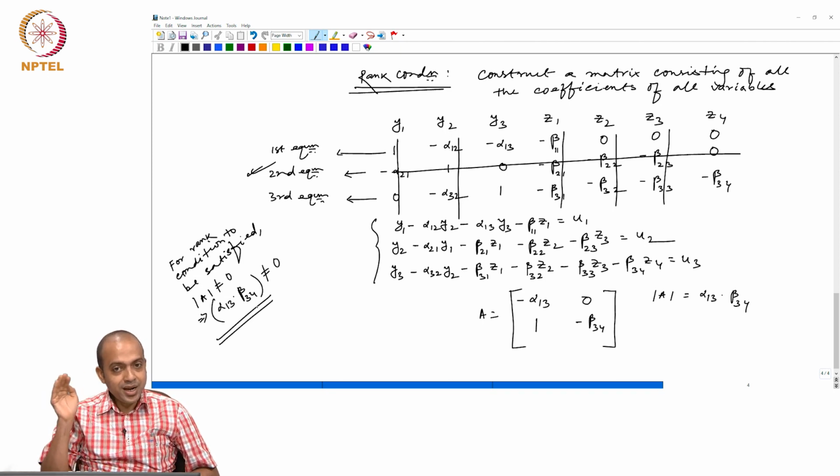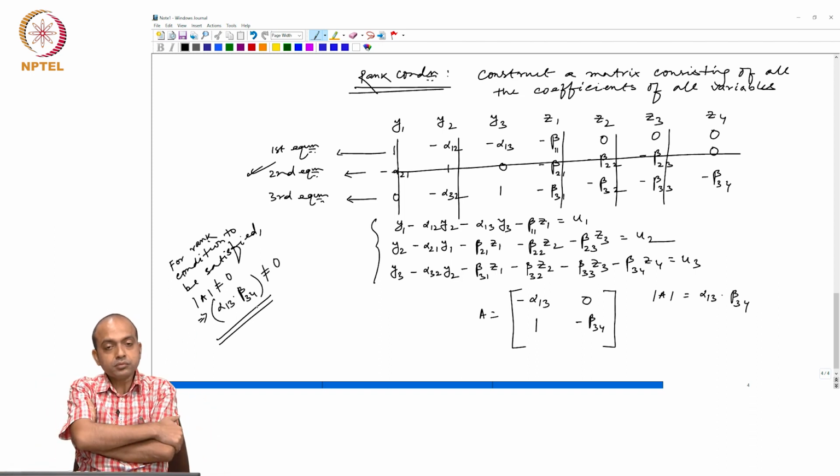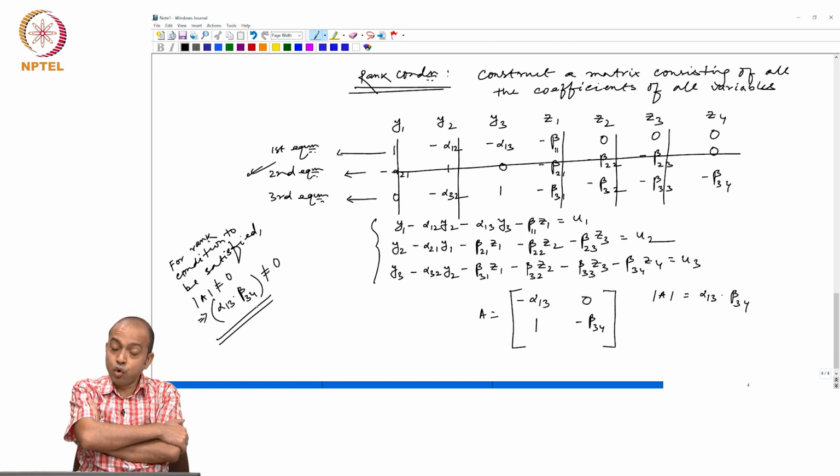But the rank condition demands something more than the order condition. The order condition says that the variable should only be excluded from the equation. But the rank condition says the variable should not only be excluded, but also have a non-zero population coefficient. That means it should be significant in the other equation. Otherwise, we cannot say that it is identified.